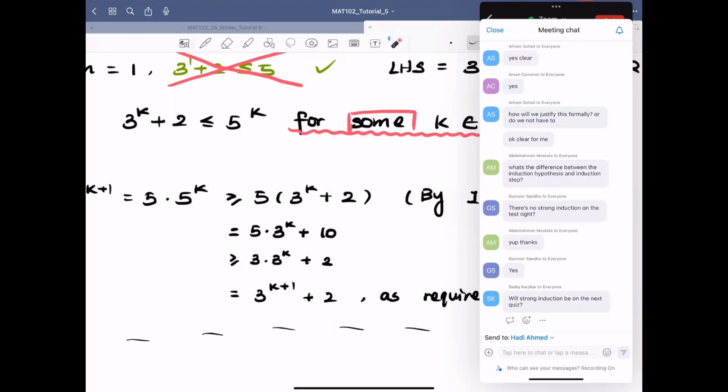On the next quiz, I have no idea. We're too far away from the next quiz. Maybe not. I really don't know.